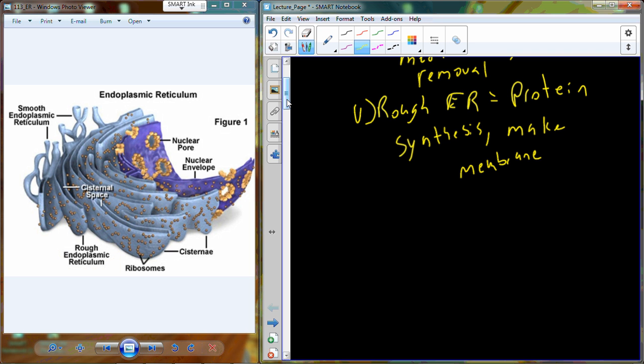For the smooth ER, the carbohydrate metabolism, what is that? Carbohydrate. A lot of times what's happening with the carbohydrate metabolism is you have different carbohydrates that are being put together, and then those are set up to be attached to lipids and other proteins, the glycoproteins and glycolipids.